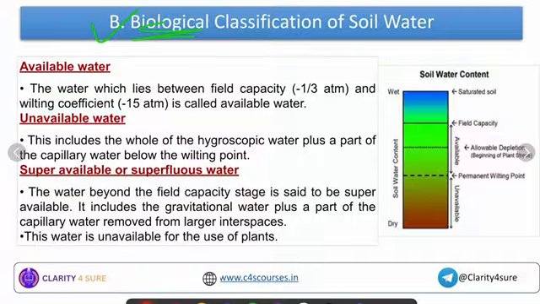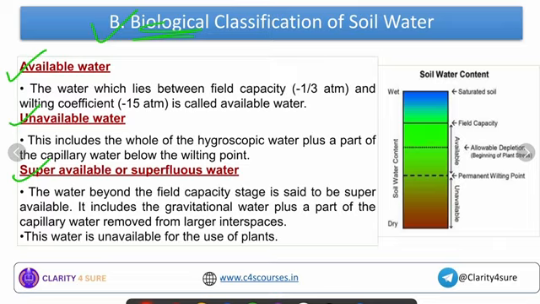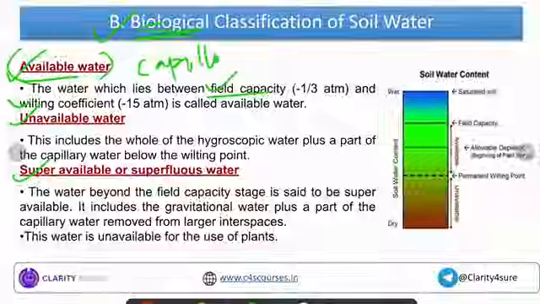Okay. So under biological, we have three headings: available water, unavailable water, and super available or superfluous water. We already covered this. It will just be a revision. So you tell me, the available water should be what? It should be the part of capillary water. The capillary water was what? It was the water which was present between the field capacity and the wilting point. You will be clear after we see the soil moisture constants. But for now let's keep in mind the part of capillary water is available water.